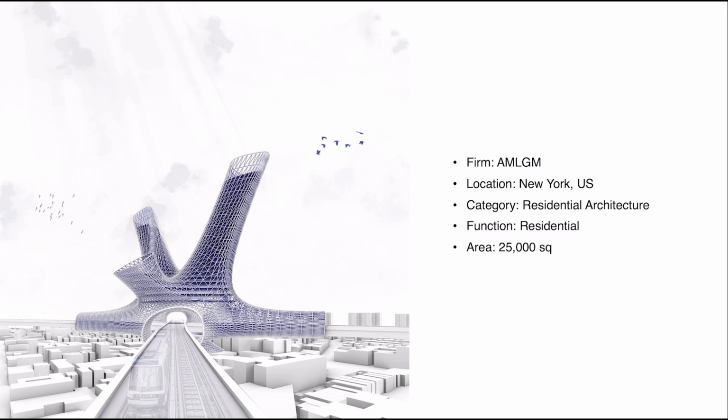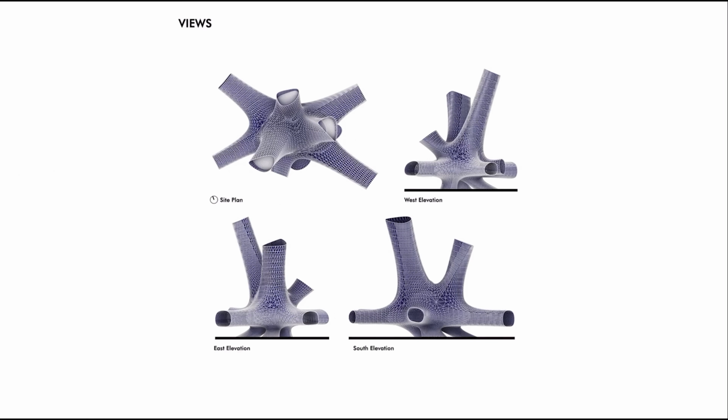So the tower is designed by the firm AMLGM and is located in New York City. It consists of horizontal and vertical pipes that intersect in the center. The vertical pipes are characterized by having cylindrical bottoms and a triangular top, and the skin is also covered with triangulation.